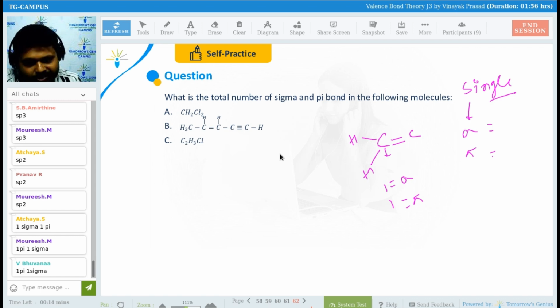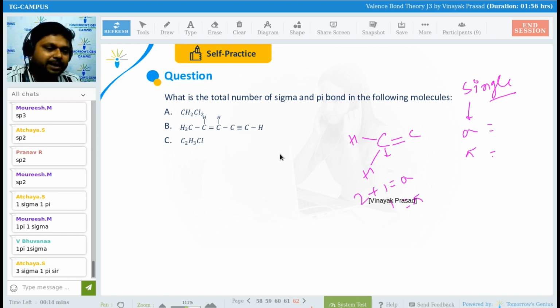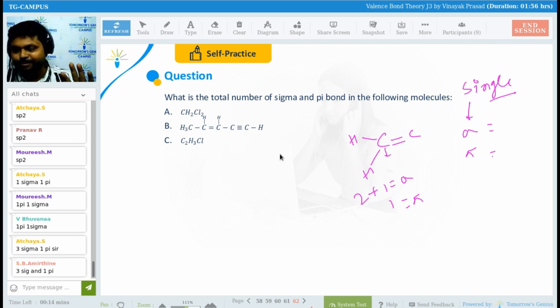Even if it has not been given in your question, you have to think over this, and only then can you give the answer. So the total number of sigma will be 3, and 1 pi will be there. Getting my point, everyone? Yes or no? How to find the sigma and pi now? I hope everyone is clear with this. I knew you would give the answer from your side, but the right answer is not that.